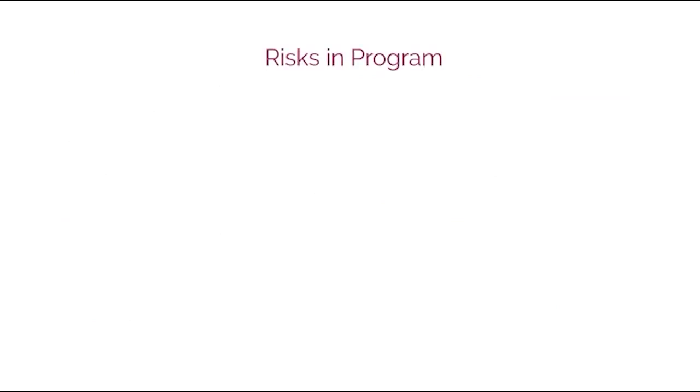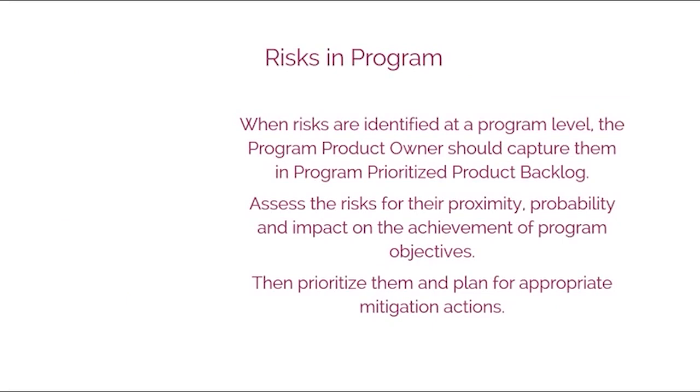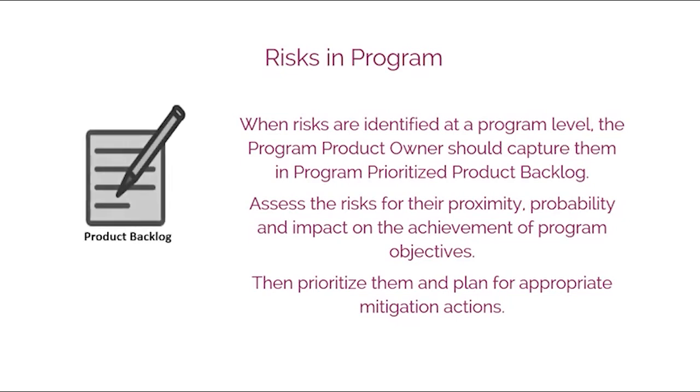Risks in program. 1. When risks are identified by the program team, project teams that are part of the program, or by any other stakeholders, the program product owner should capture them in the program prioritized product backlog, and then assess the risks for their proximity, probability, and impact on the achievement of program objectives. Once the risks are assessed, the program product owner should prioritize them and plan for appropriate mitigation actions.